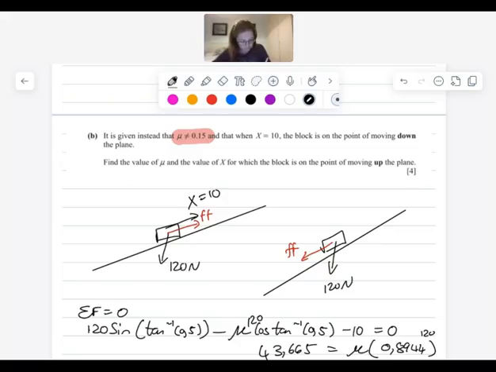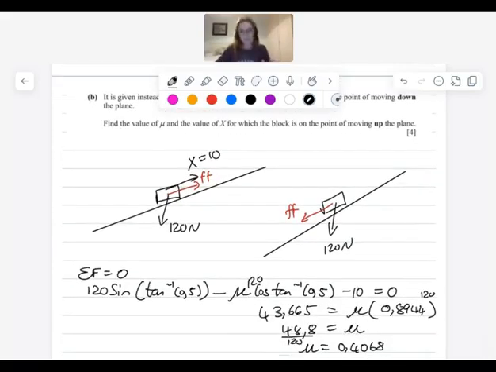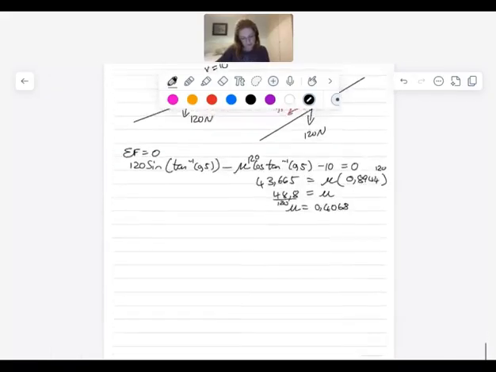Don't do this in an exam. I mean, if you do it in an exam, rewrite it. Don't do what I'm doing now. Okay, so there we've got our mu value, and that's not the end of the question.